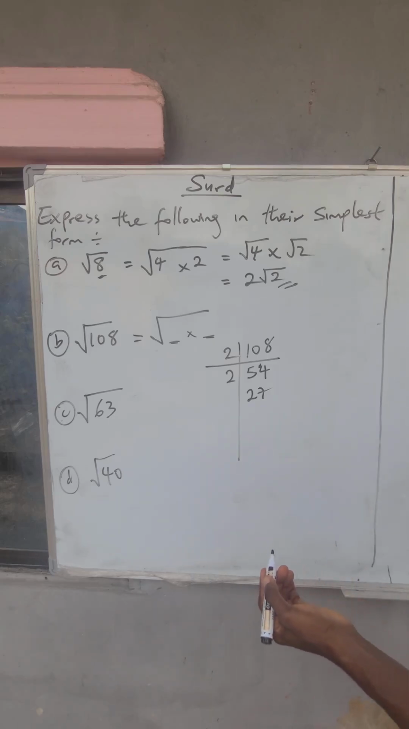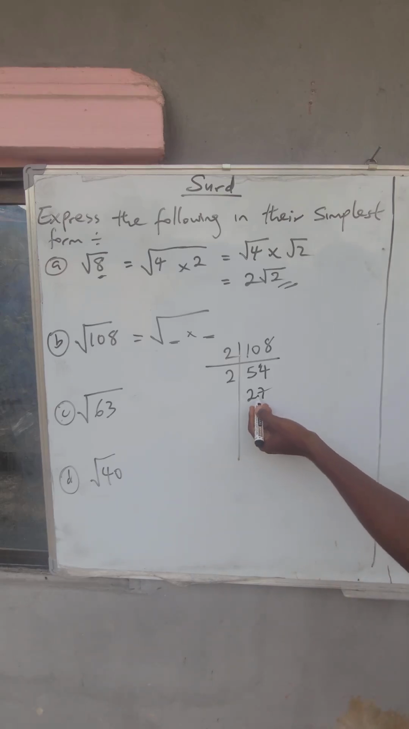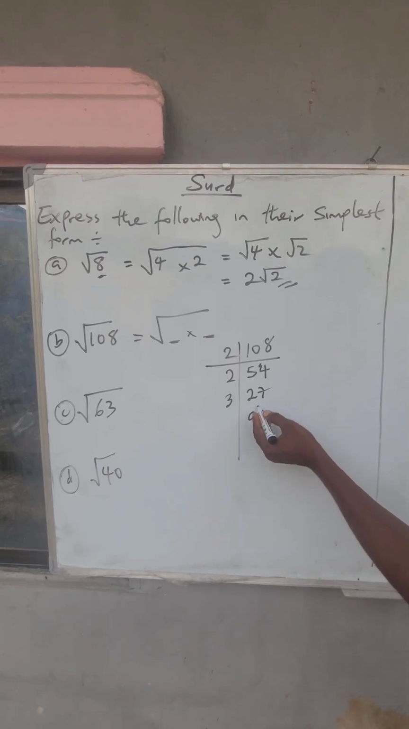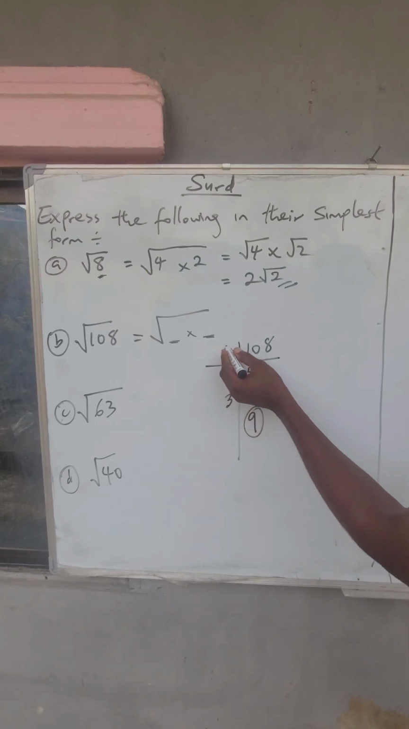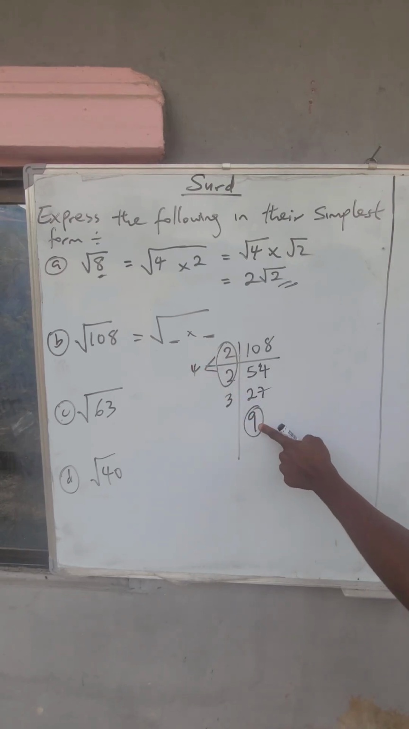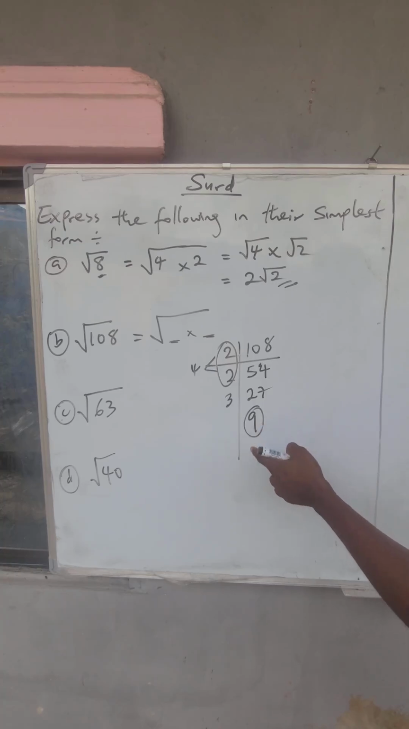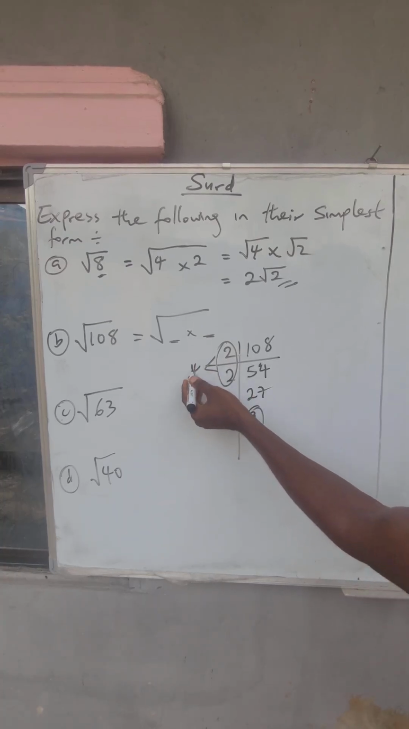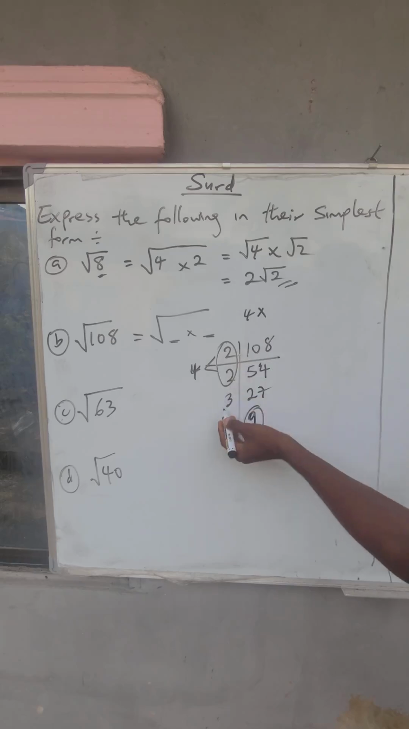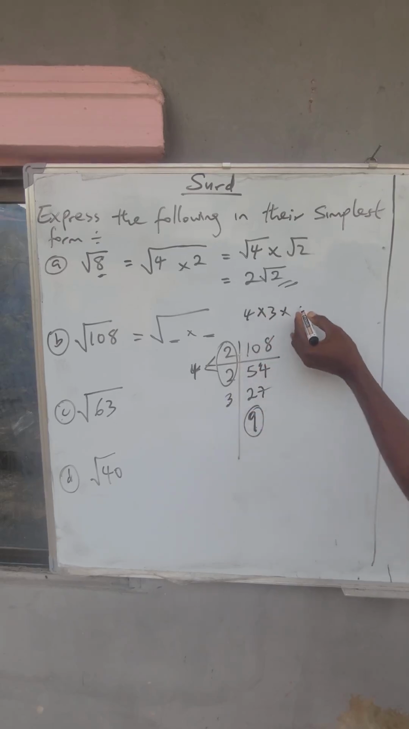All right, we divide again. 2 cannot divide this, so we use 3. 3 into 27 we have 9. So what did you observe? This is a perfect square, and this is a perfect square, isn't it? Here we have 4 and here we have 9. So we have two perfect squares. All right, this is 4 times 3 times 9.